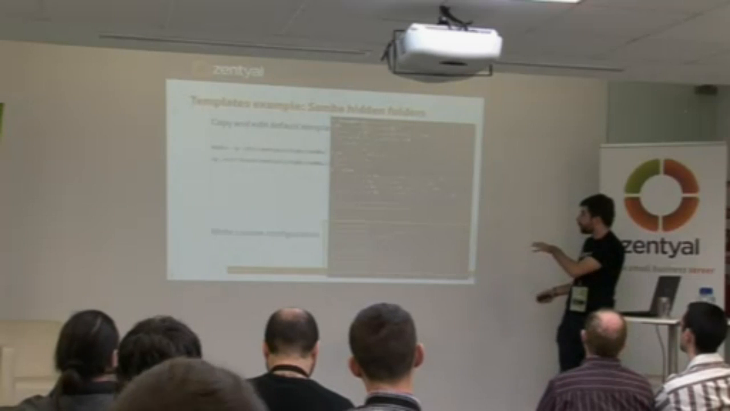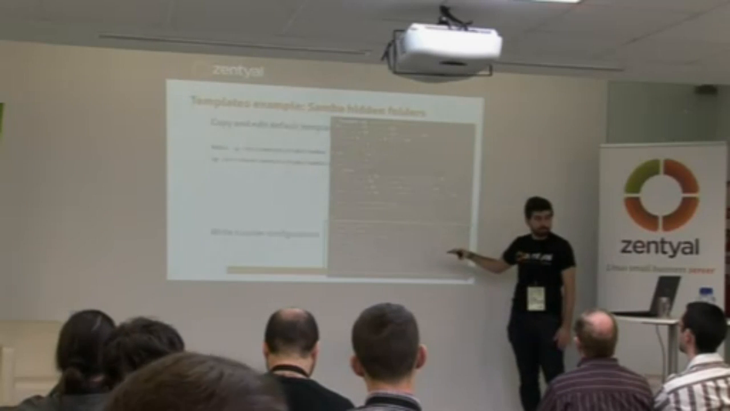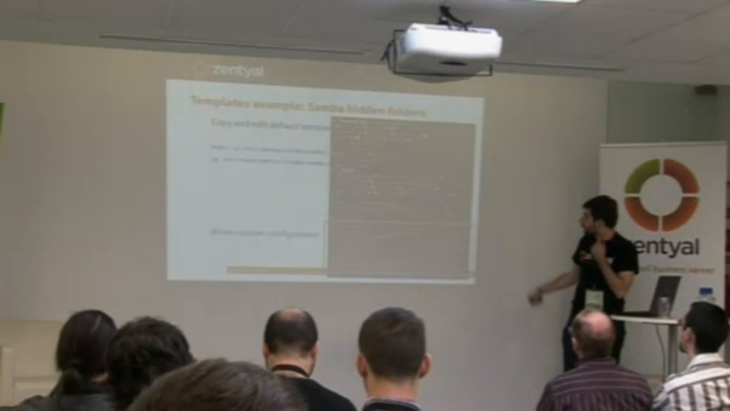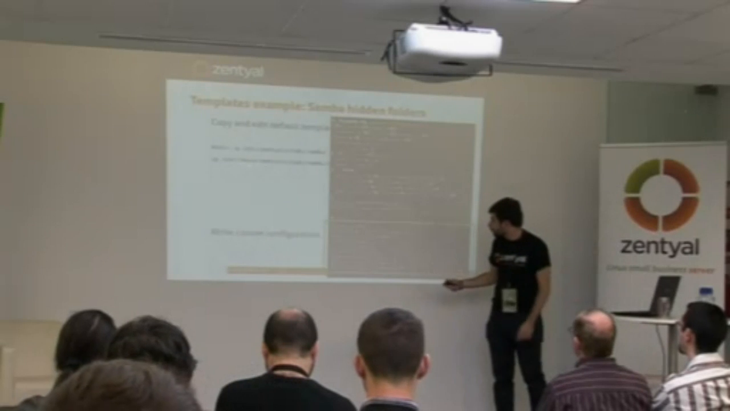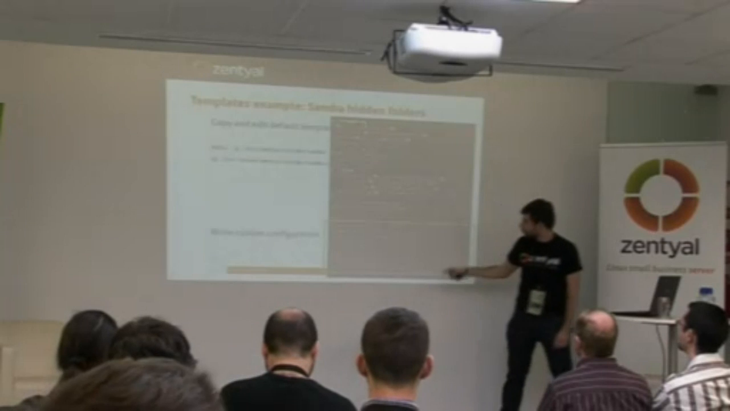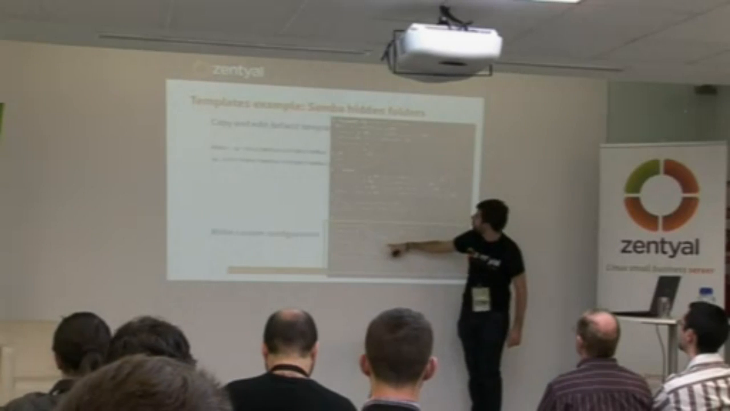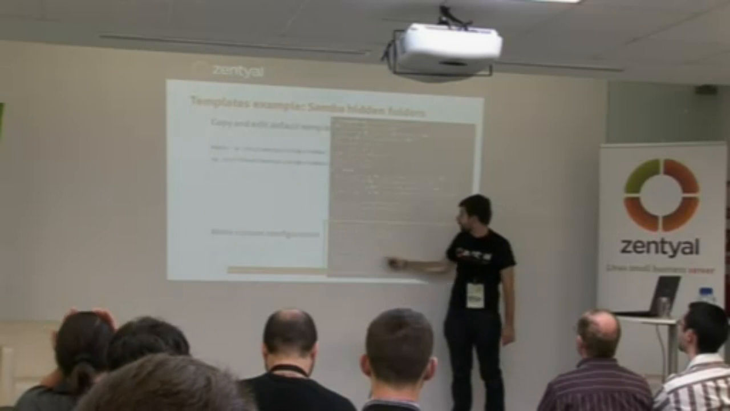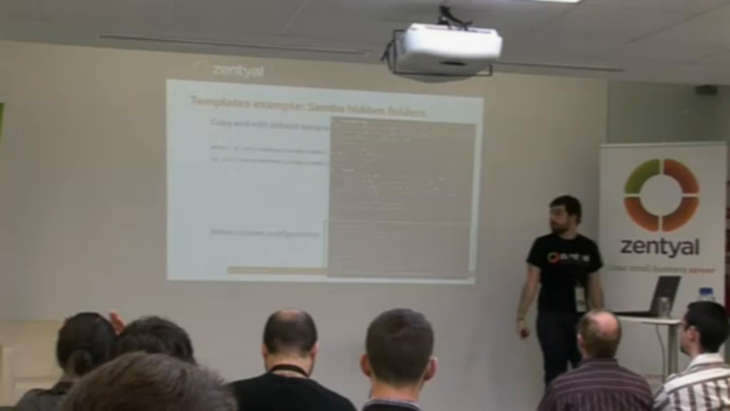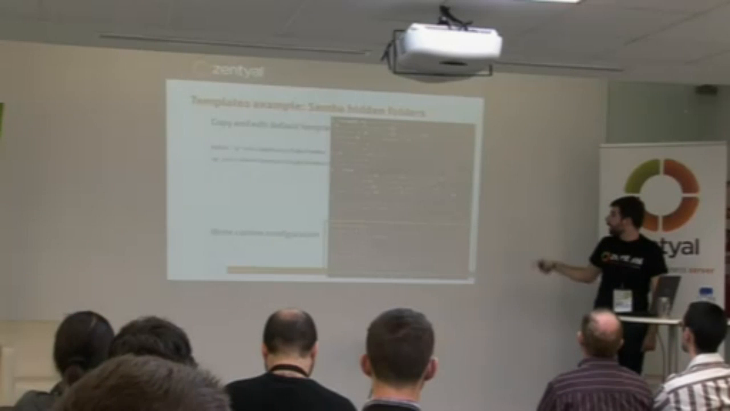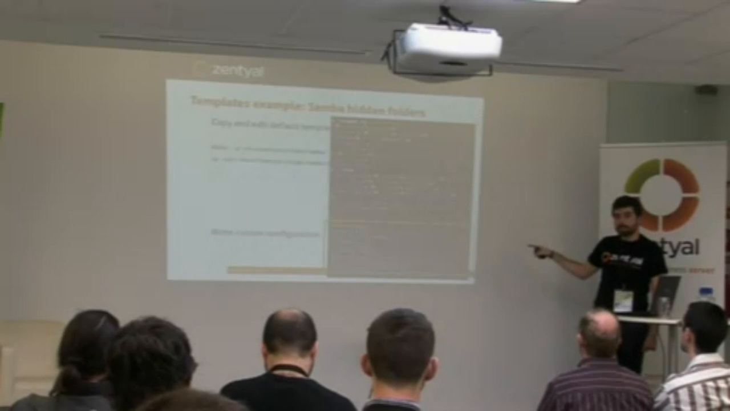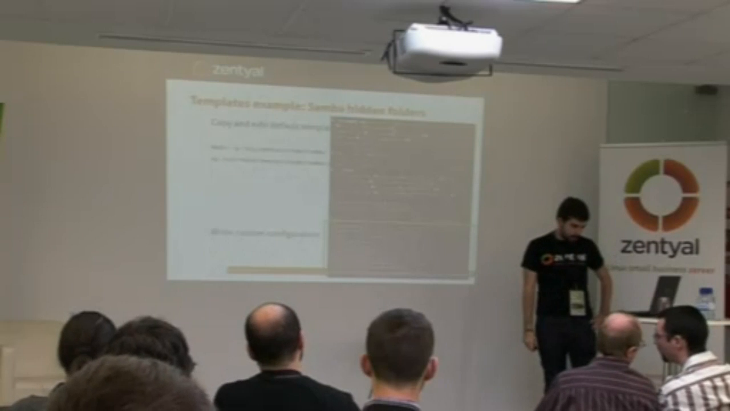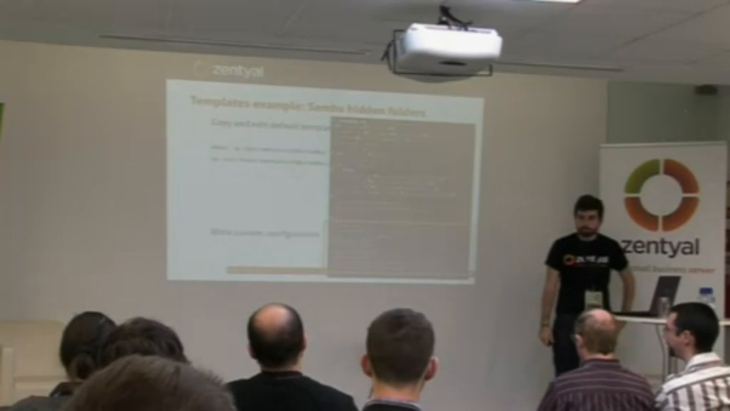We can add at the bottom, for example, custom code, custom options. In this case, I have a code for a custom share which is hidden. The change here is that the browsable option, usually set to yes, is set to no, and that's it. Next time you save changes, this template will apply, and this share will be configured in Samba.